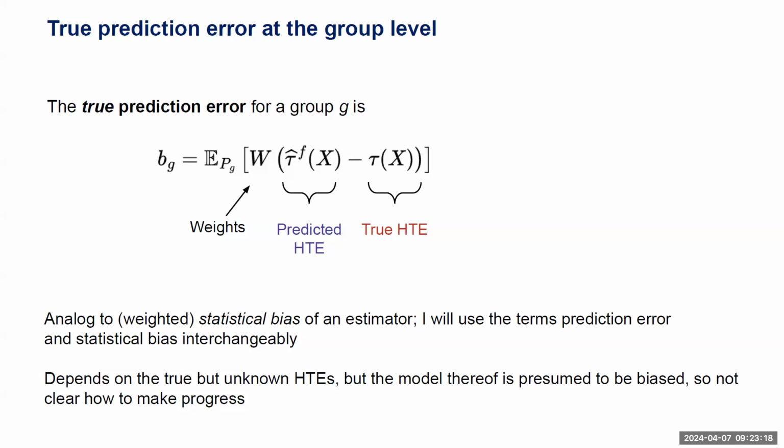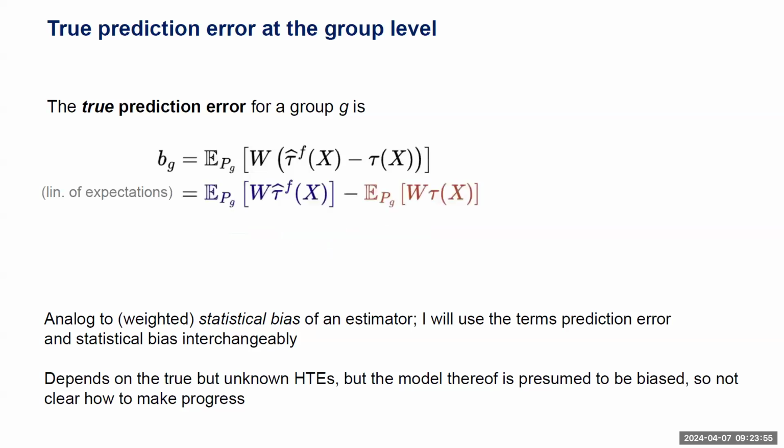So the true prediction error for a given group we define here as the expected deviation of the predicted heterogeneous treatment effect from the true one, weighted according to the baseline, right? So it's analogous to the statistical bias of an estimator. If you view this quantity as an estimator, this is basically a weighted version of statistical bias. However, it's not clear how we can do this because it depends on the true ones, but our model thereof is biased, right? So it's not necessarily feasible to try to estimate this because clearly we already tried to do so.